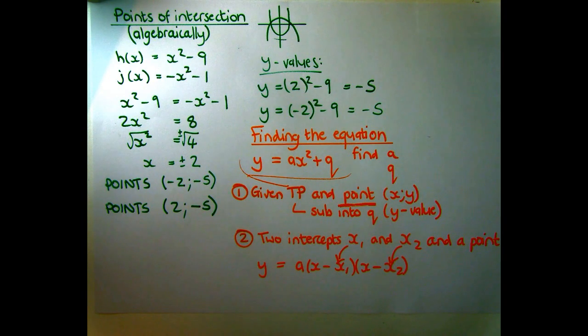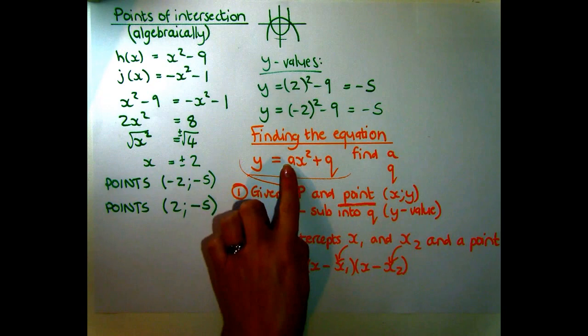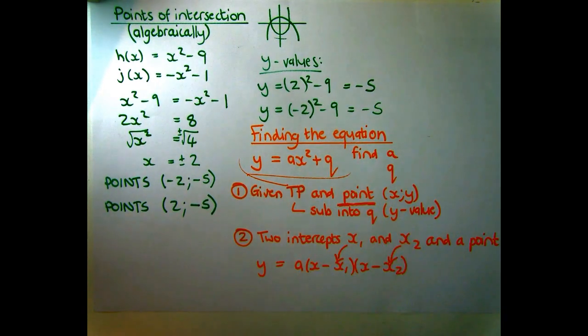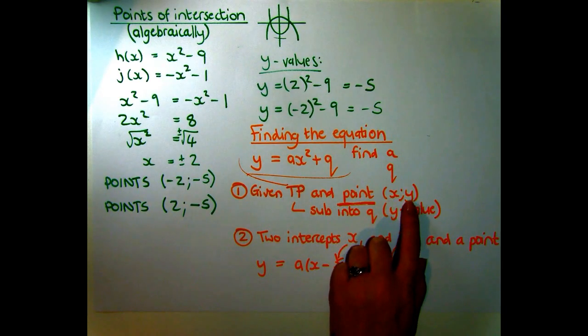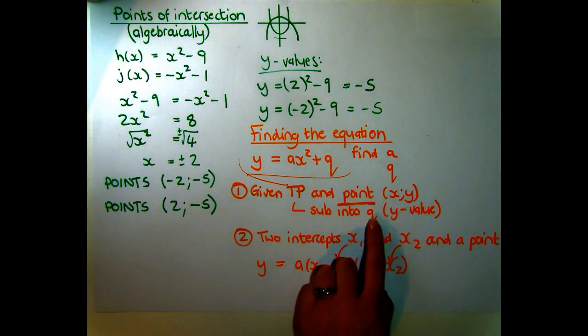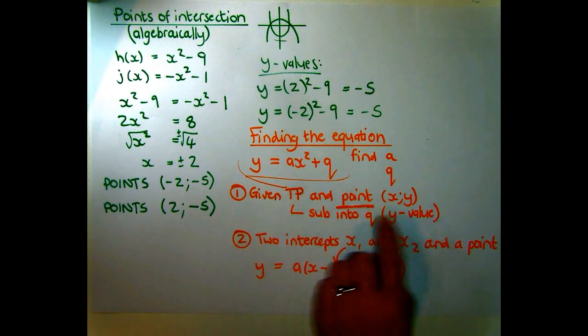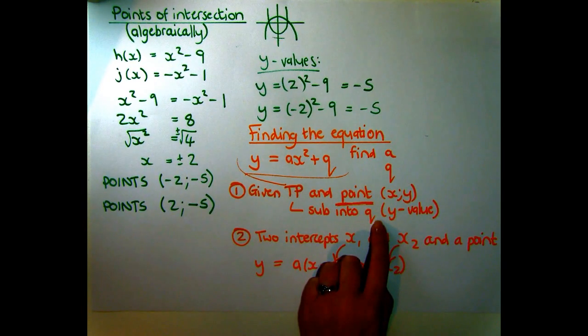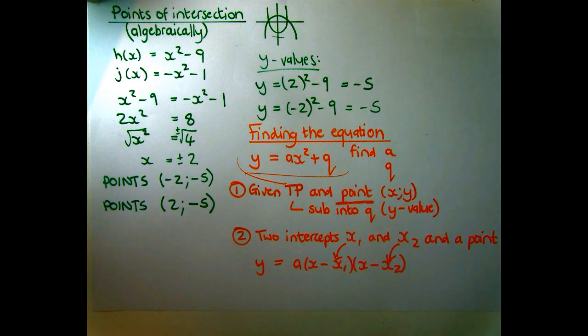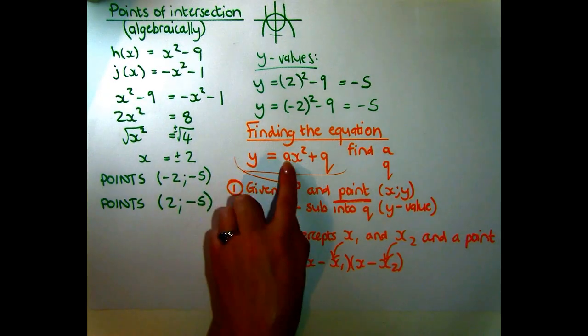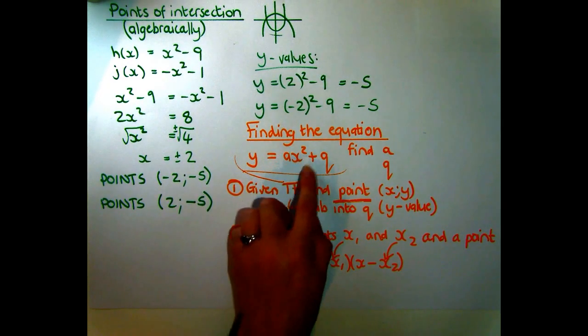When you're finding the equation, what you've got to do is get an A value and you've got to get a Q value. If, for example, you're given the turning point and another point which has values X and Y, you're going to sub them in where the Y value of the turning point goes into Q, and then the other point you put into X and Y. When you put that in and you substitute, you get out an answer for A. Your final answer needs to be Y equals a number for A with the X squared and a number for Q.